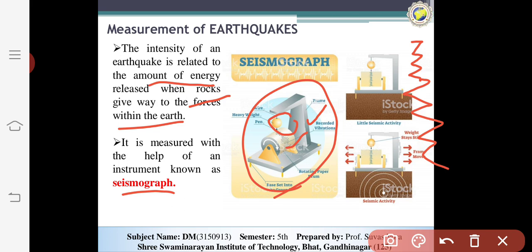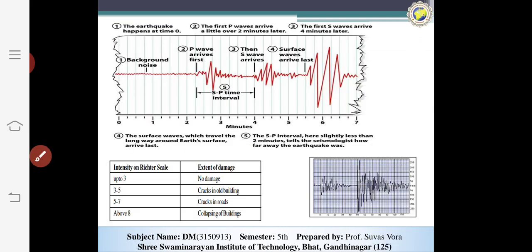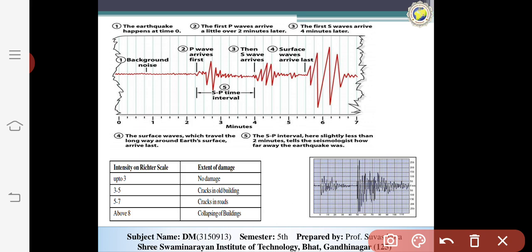You can see here in the initial level the graph will be normal, and then after that the graph is heavily disturbed with the maximum peaks. We can easily understand this with the figure. So here, the graph will be divided into five sections. The first section is background noise.